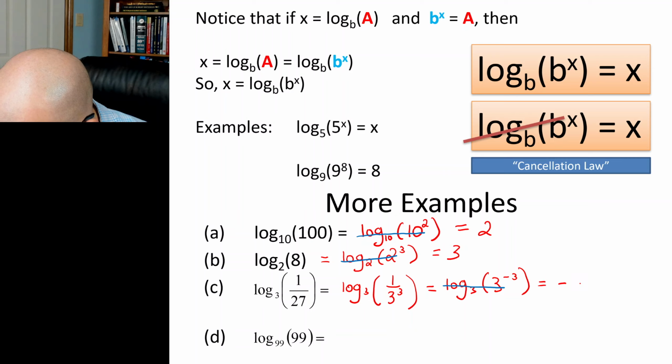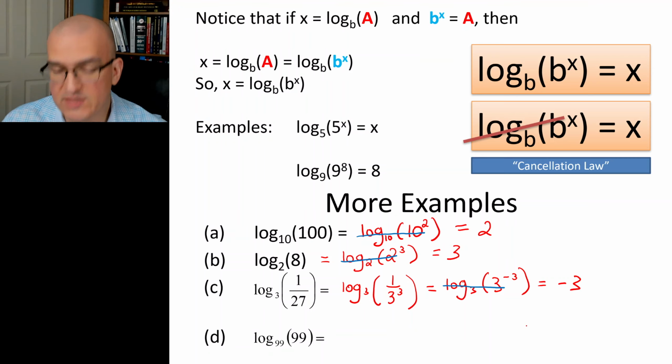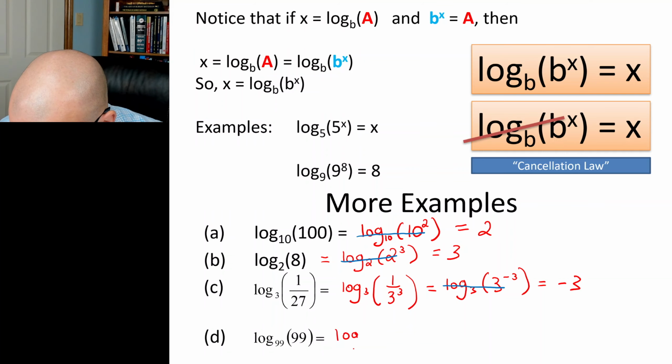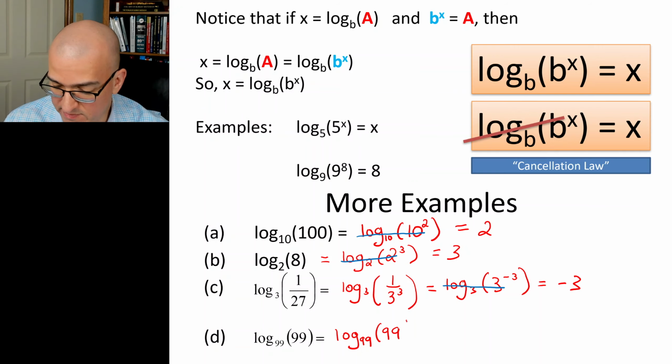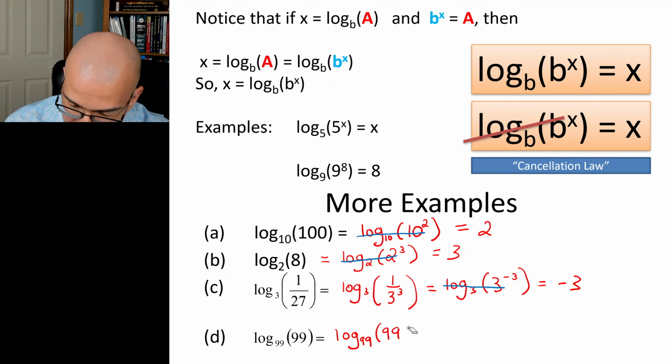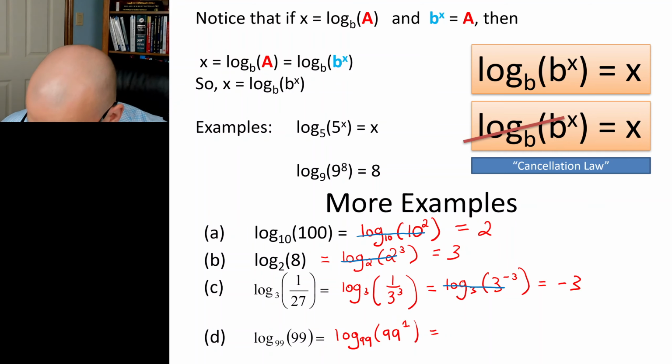We get negative 3. And the last one, what do we do here? How do we use the cancellation law? Well, this is just recognizing that if there's no exponent on a number and you want there to be an exponent, you can always put a 1. 99 is the same thing as 99 to the power of 1. So we can use the cancellation law and just get 1.